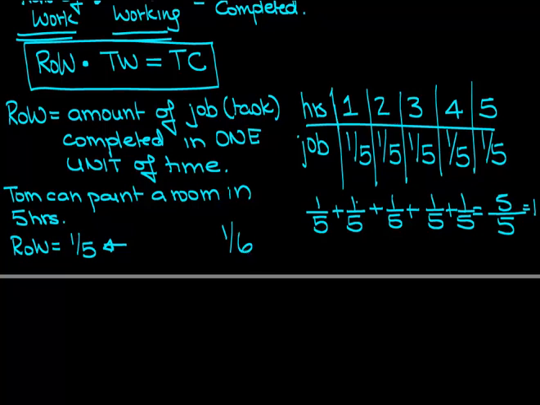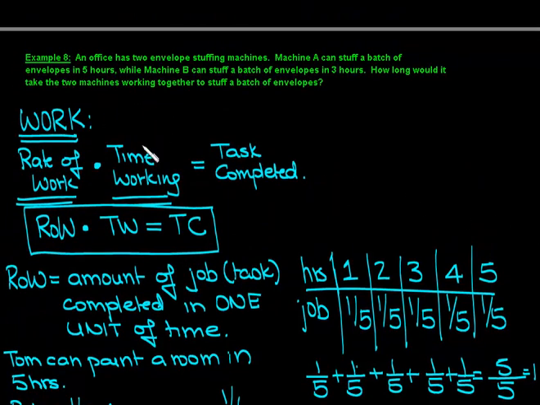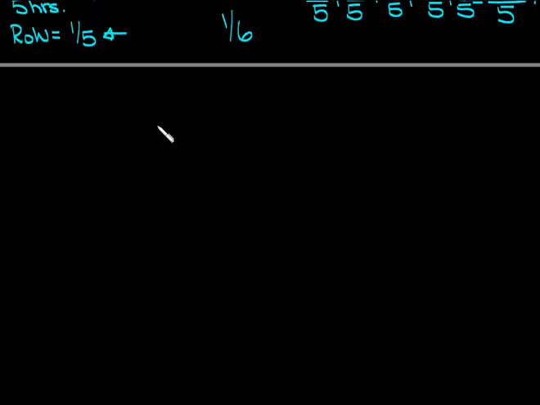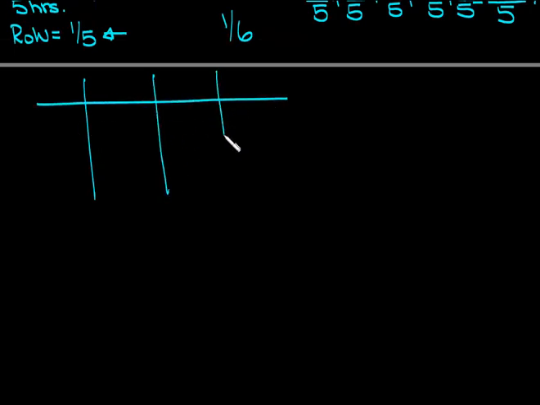So let's take a look at this example. This is any problem to do with work. An office has 2 envelope stuffing machines. Machine A can stuff a batch of envelopes in 5 hours, and machine B can stuff the batch of envelopes in 3 hours if they were just working on their own. The question is, how long would it take the 2 machines working together to stuff the batch of envelopes? Let's create a grid and do it, because these are 2 things we're comparing. It's a good idea to create a grid.